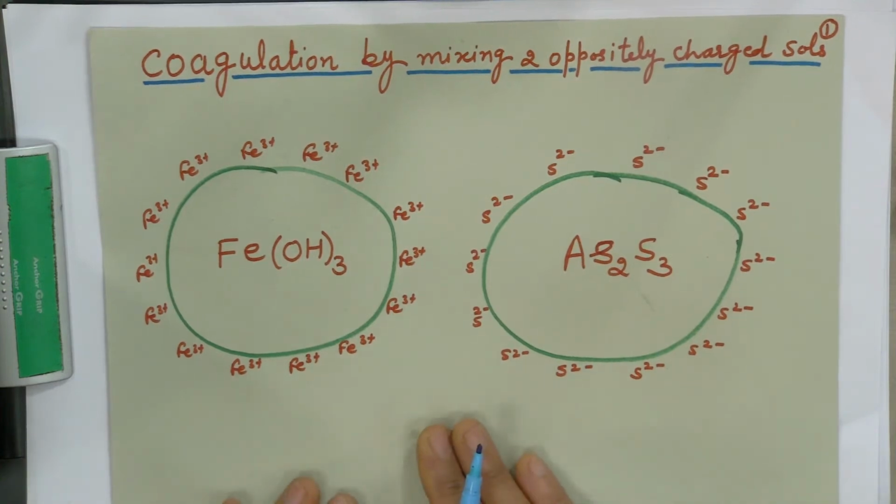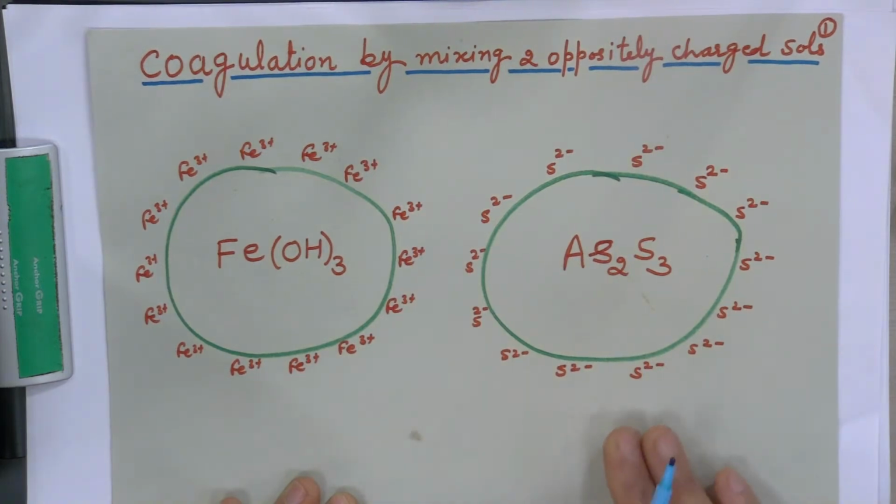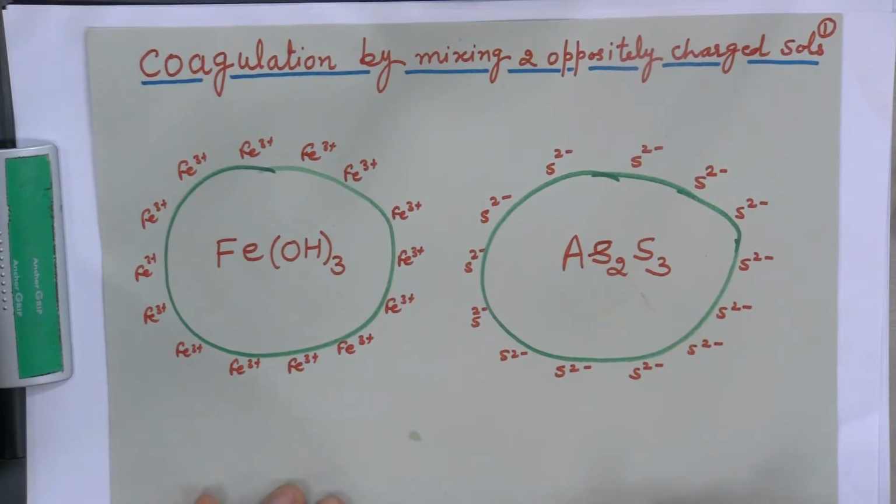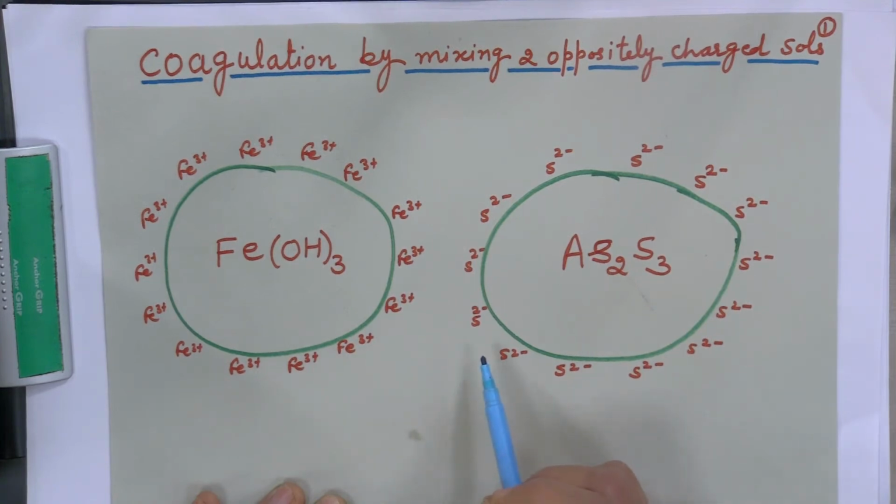As we initially mentioned, there are two types of colloidal solution, positively and negatively charged. You can see here, ferric hydroxide preferentially adsorbs ferric ions around it, so it is a positively charged colloidal solution. Arsenic sulfide makes a layer of sulfide ions which are adsorbed around it, so it is a negatively charged colloidal solution. When such two colloidal solutions are mixed in a definite, fixed proportion, the ferric ions will be neutralized by sulfide ions.